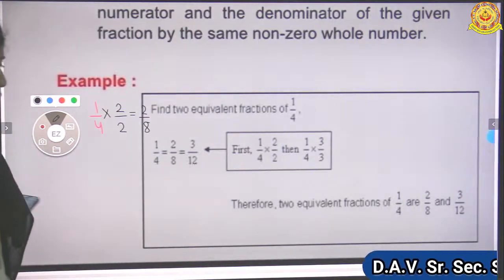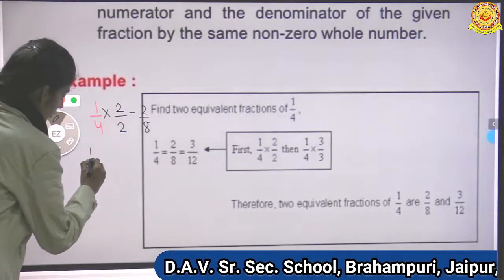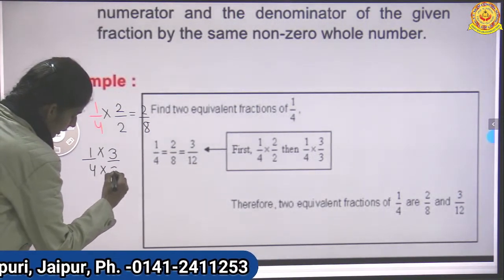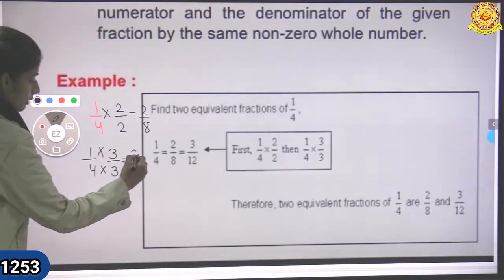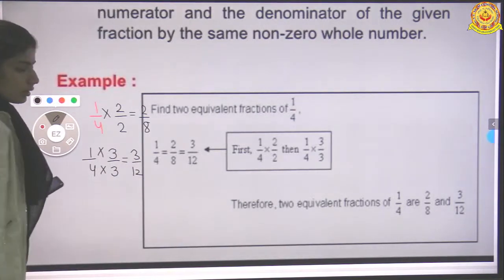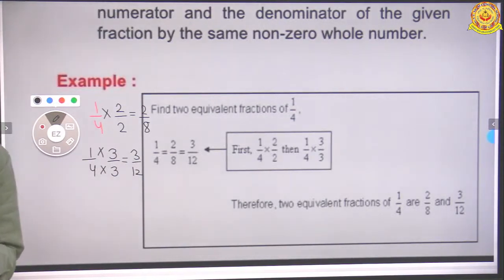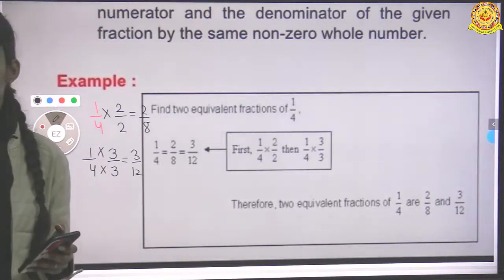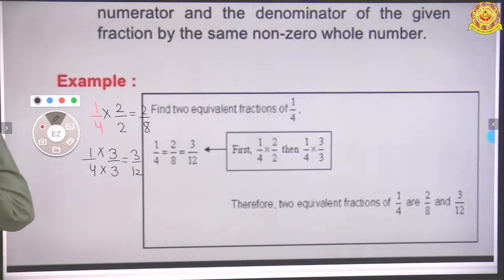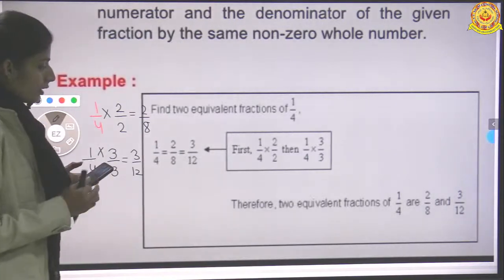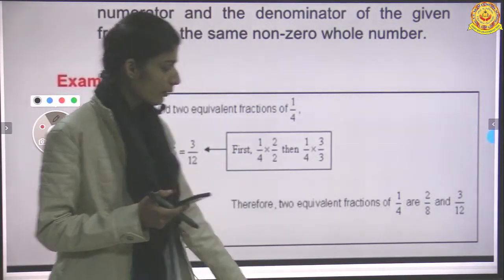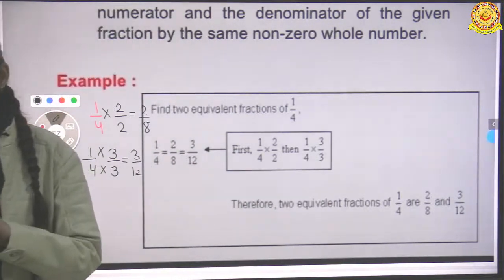Now after 2, if I am multiplying both the numbers by 3, so 1 3s are 3 and 4 multiplied by 3, 12. 3 upon 12. So these are two equivalent fractions of 1 upon 4: 2 upon 8 and 3 upon 12. You can find any equivalent fractions, but you have to multiply by the same numbers. Therefore, two equivalent fractions of 1 upon 4 are 2 upon 8 and 3 upon 12.